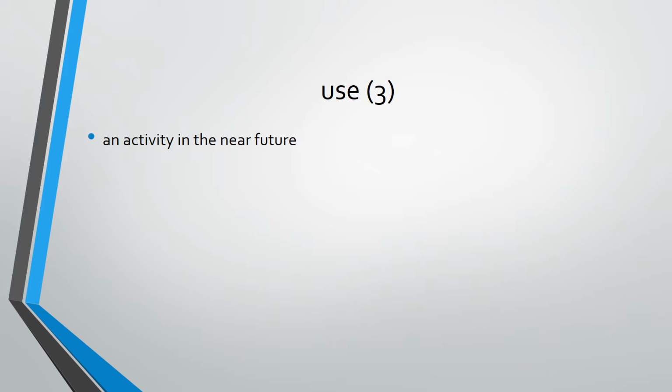The third use is when we want to express an activity in the near future. I'm going to show an example right away to explain it. I am meeting my boyfriend this afternoon. This afternoon clearly states that the action is going on in the near future. If the action would be going on further away in the future, we would need to use a future tense.